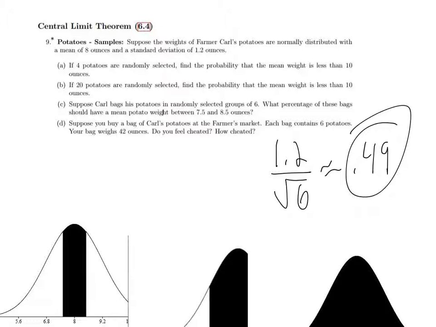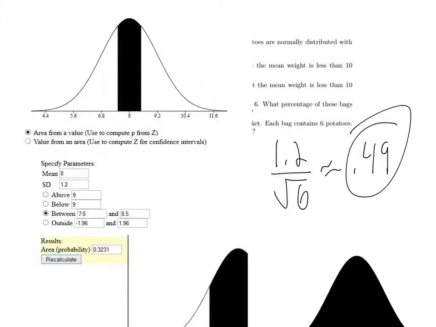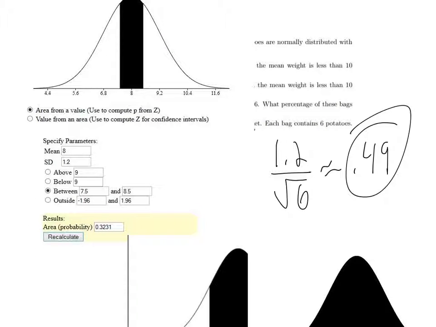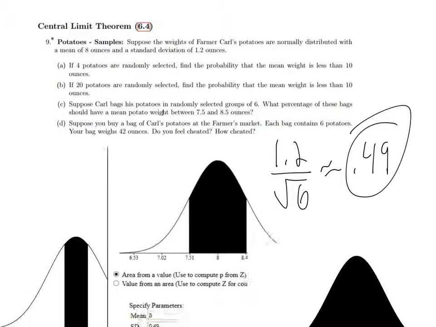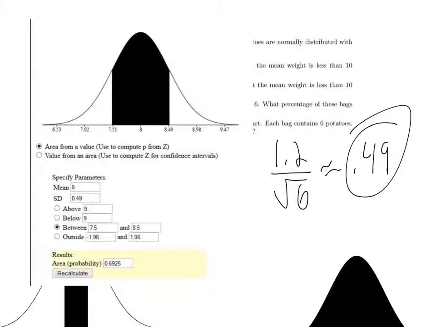But before I went there, I asked, how likely is it to get a single potato? This is just the probability of getting a single potato that weighs between 7.5 and 8.5. Notice it's 1.2 for the standard deviation. So there's a 32% chance of getting a potato that weighs between those amounts. Now to answer the question, here's the sample size of 6. A much greater probability. See, there's a lot less variation.